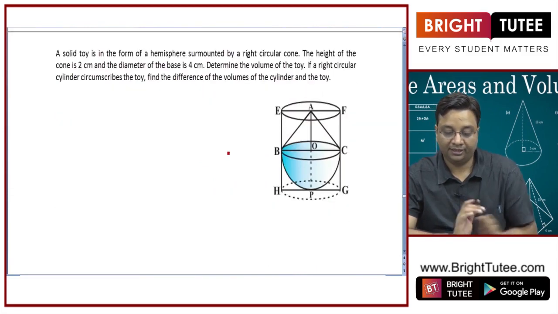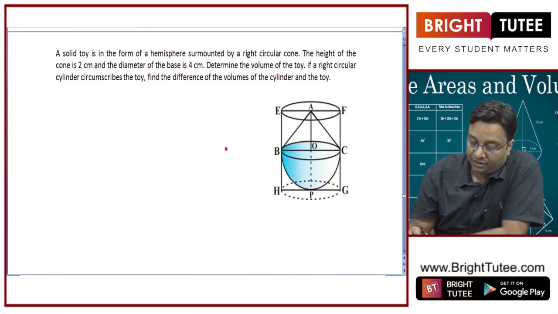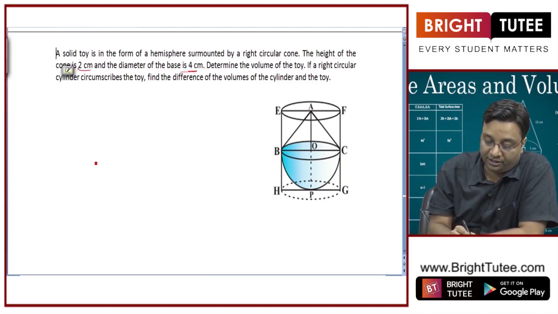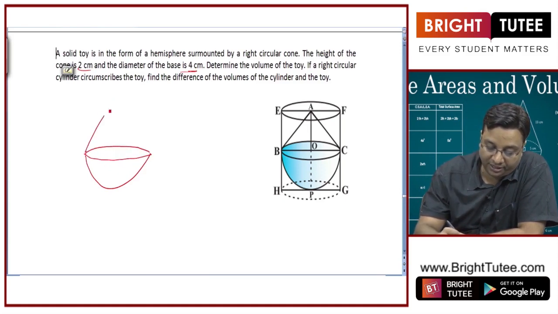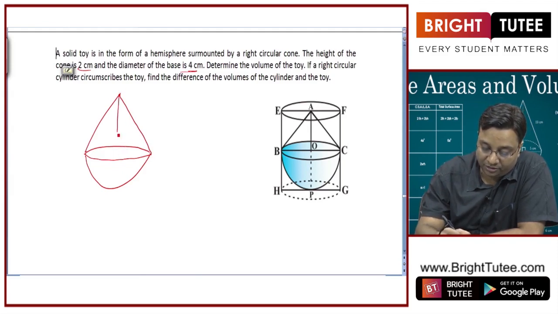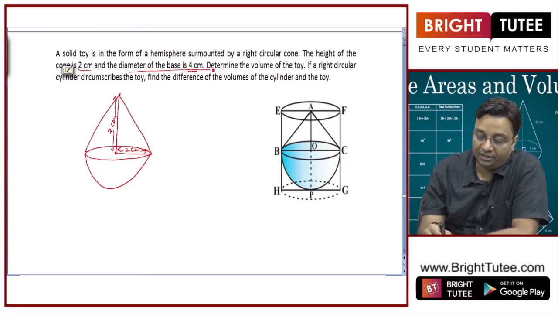A solid toy is in the form of a hemisphere surmounted by a right circular cone. The height of the cone is 2 centimeter, diameter of the base is 4 centimeter. So there is a hemisphere, it is surmounted by a cone. The height of the cone is 2 centimeter, and diameter of the base is 4 centimeter, so the radius here is 2 centimeter. So this gave me the dimensions of the hemisphere also. The radius of the hemisphere is 2 centimeter. Determine the volume of the toy.